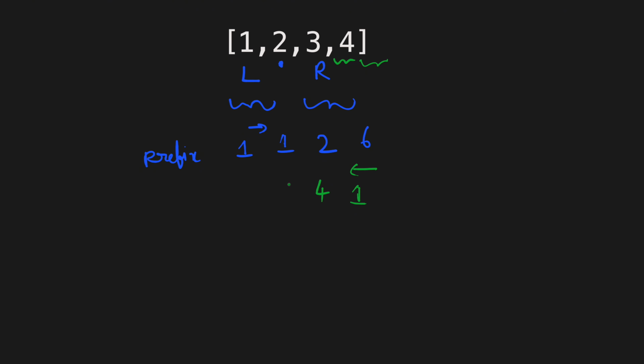Then suffix at index 1 will be 3 into 4, which will be 12. And finally, suffix at index 0 will be 2 into 12, which will be equal to 24.